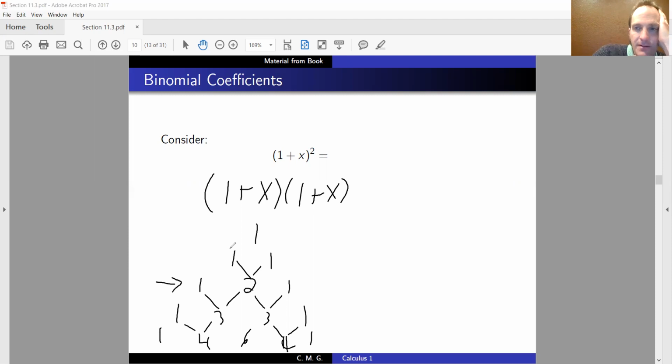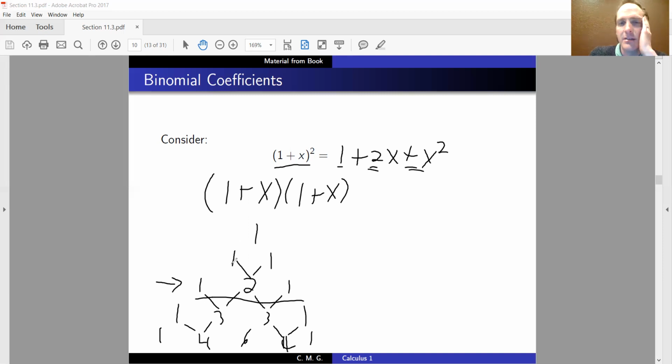These are the coefficients of the terms in 1 plus x to the fourth. And all of the powers of x are in this expansion. So what I get is 1 plus 2x plus 1x squared. So the coefficients 1, 2, 1 from this row occur as coefficients in this expansion. The really nice thing is that this actually works not just for 2, but for 3 and 4 and 5 and 6. I don't want to clear.